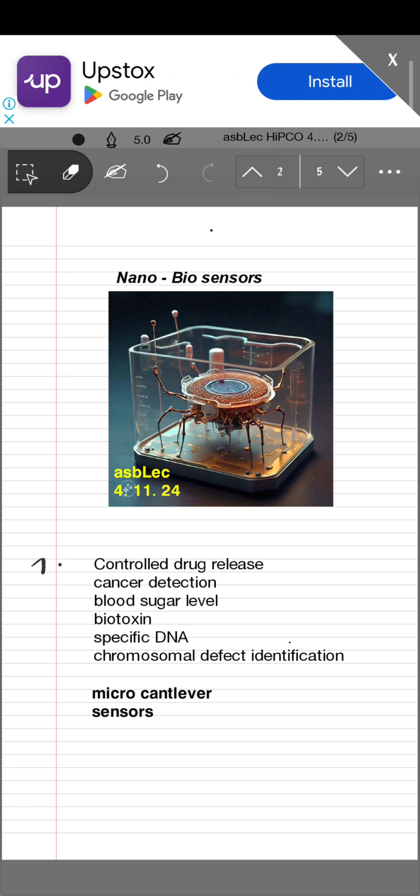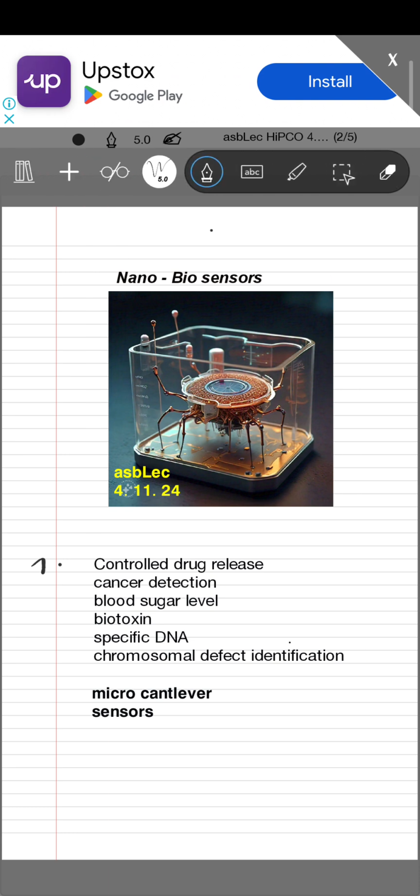So we can say that cancerous cells, cancer cells, cell growth, and these are mainly nanograms.